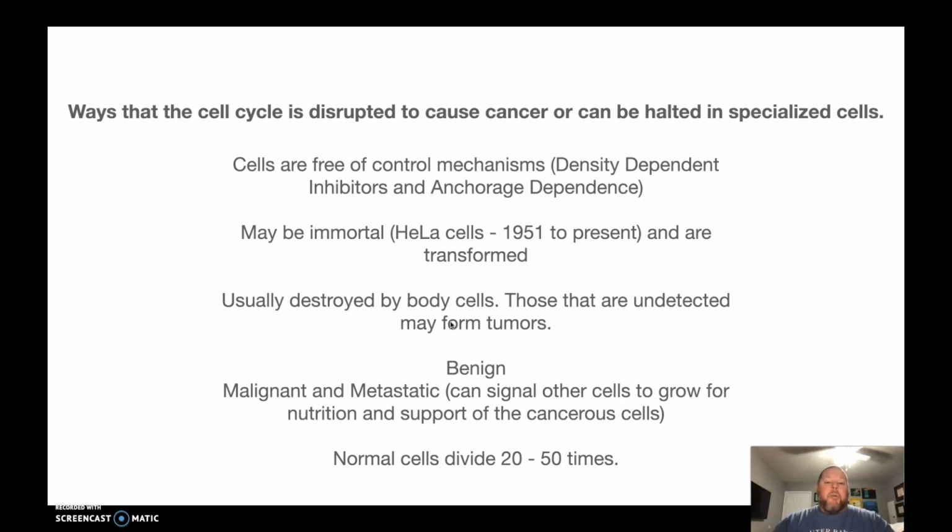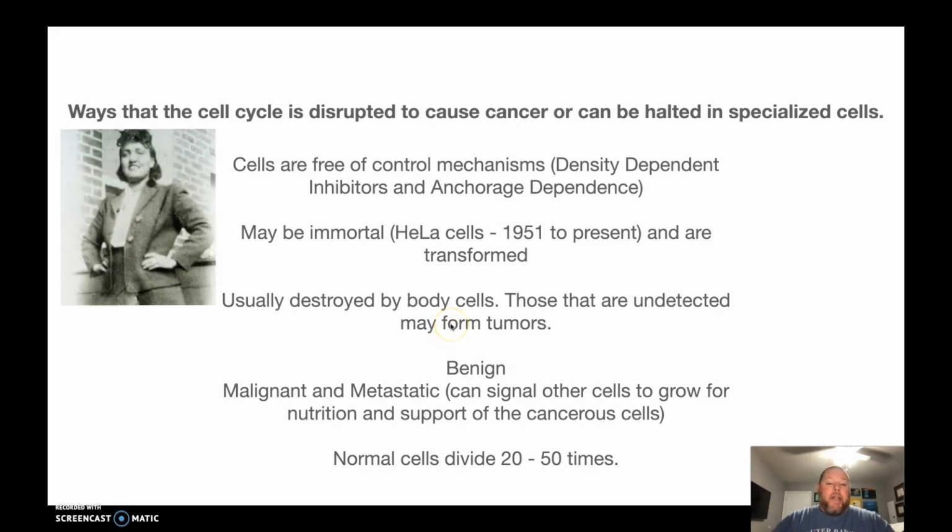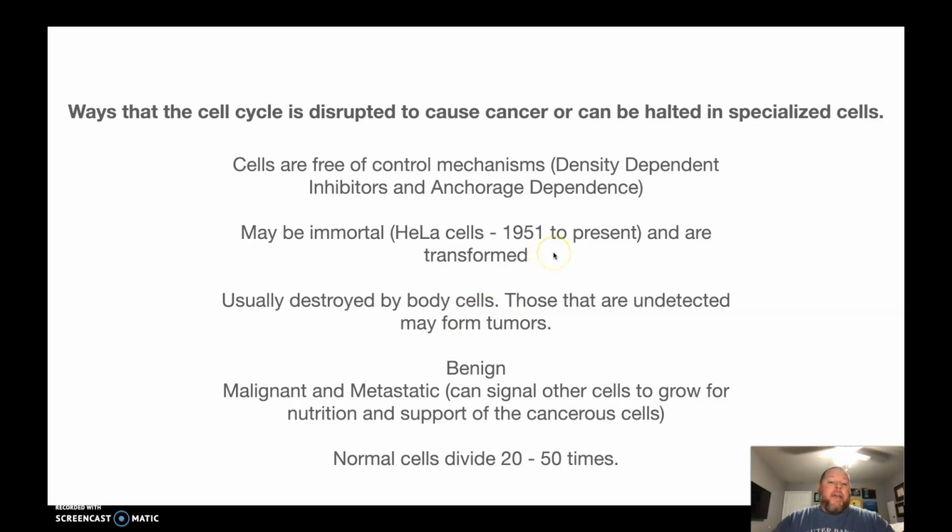HeLa cells from 1951, so maybe you've heard of Henrietta Lacks. Okay, so these were cancerous cells that scientists use to this day. They are immortal. They have been transformed. Okay, so they don't have those mechanisms to stop dividing. Okay, most normal cells are going to stop dividing after 20 to 50 times. These cancerous cells are usually destroyed by body cells, but ones that are undetected may end up forming tumors.